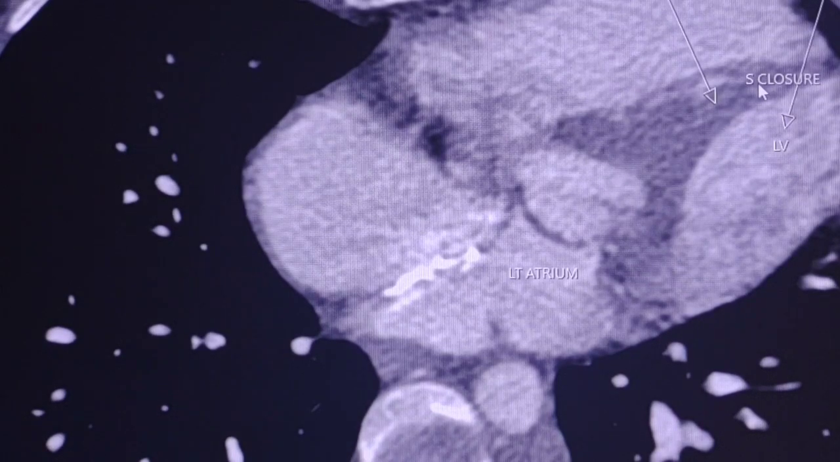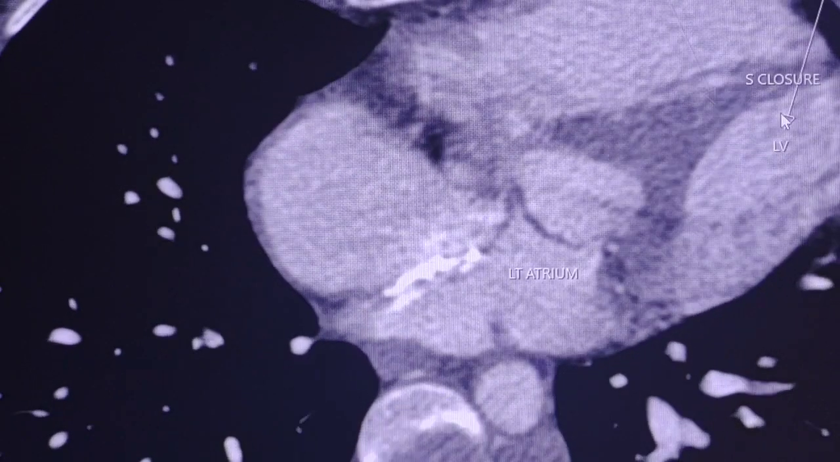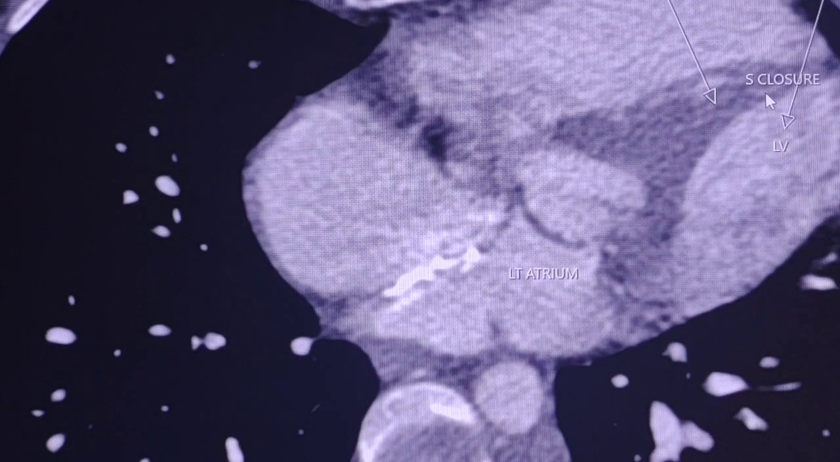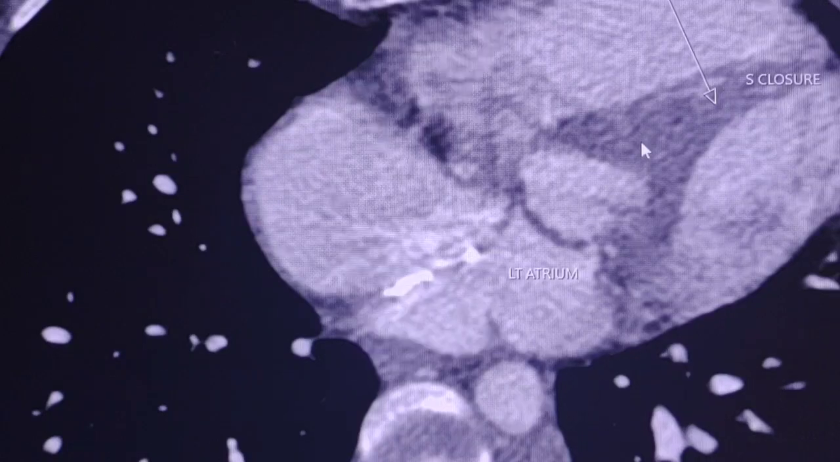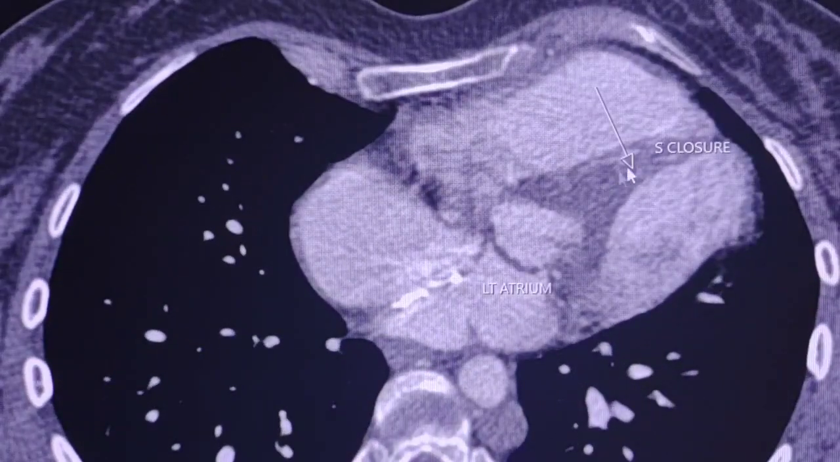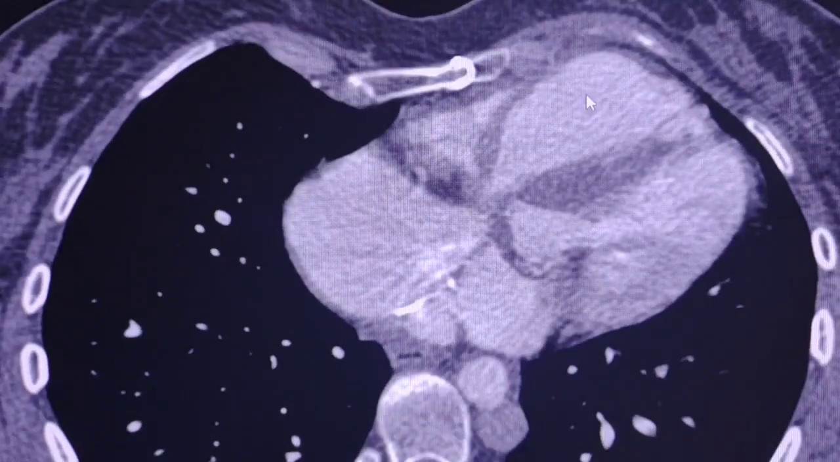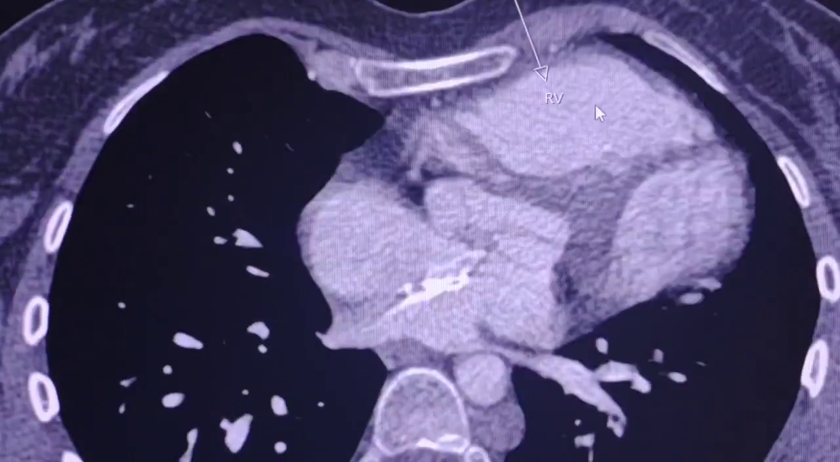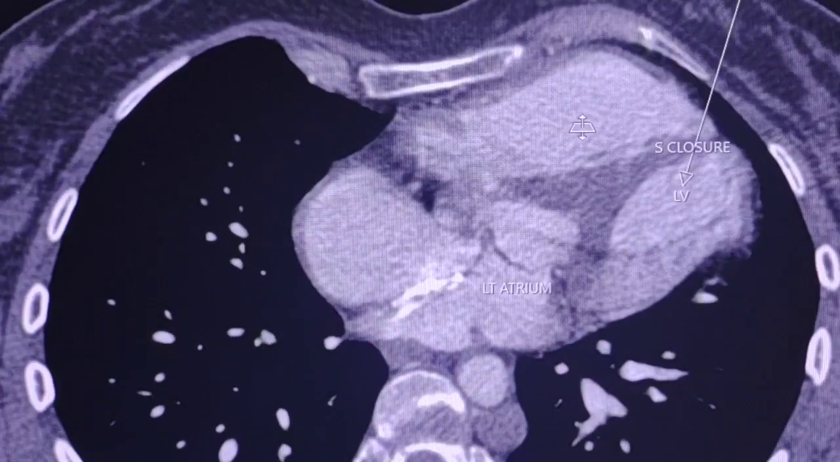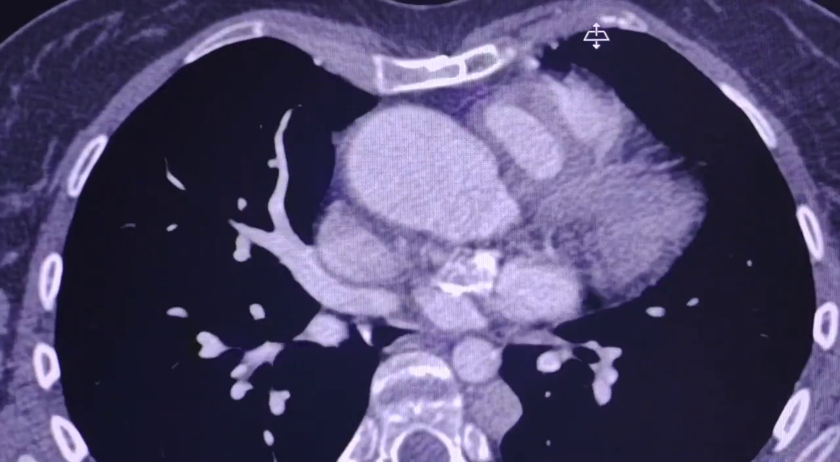Okay, now as for the ventricular septal defect, it looks like there is a closure here, and there is no any communication between the left ventricle and the right ventricle. So the septum here looks intact. Okay, here is the left ventricle and here is the right ventricle. Now let's go back from the right ventricle and let's try to see the pulmonary circulation.